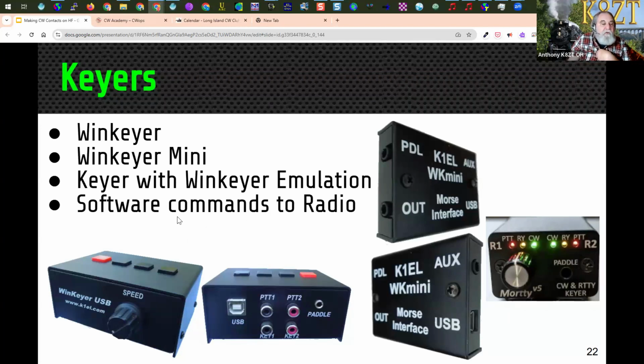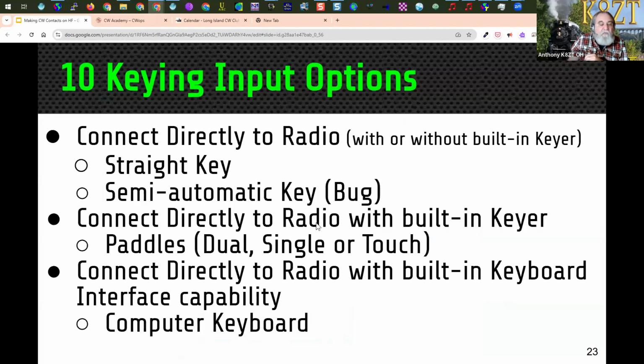And as I mentioned earlier, you can also send software commands directly to the radio across the CAT interface. You don't need any other type of device. But that's only if the radio supports it. So we have a bunch of devices we can connect. We have a bunch of different ways we can do it. Let's talk about all the options. And I really counted 10 different keying input options. You can connect your key directly to the radio using a straight key or a semi-automatic bug.